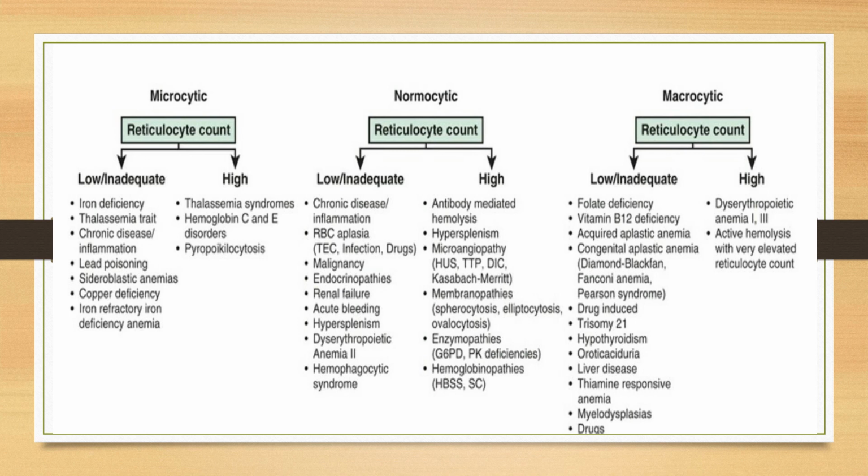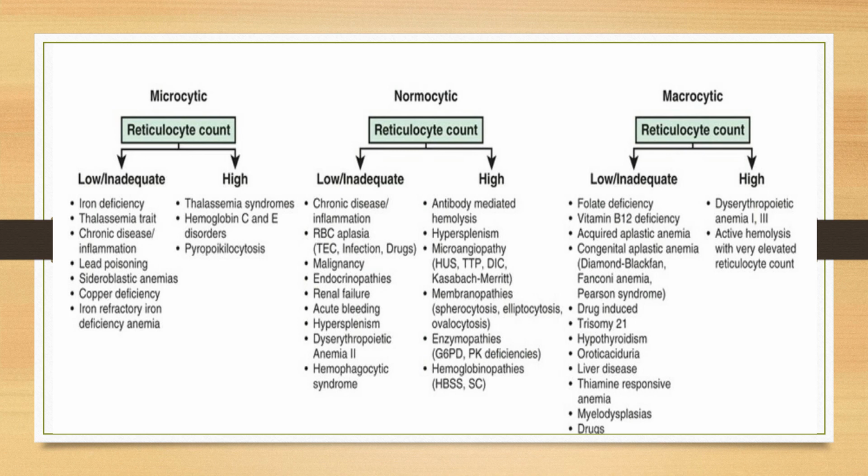So after we get the MCV and retic count, we can classify the cause of anemia. We can go to our differential diagnosis. For example, if MCV is low and we check the retic count and the retic count is low, the cause of this anemia could be iron deficiency, thalassemia. It can be chronic disease, lead poisoning, sideroblastic anemia, copper deficiency, and the like.